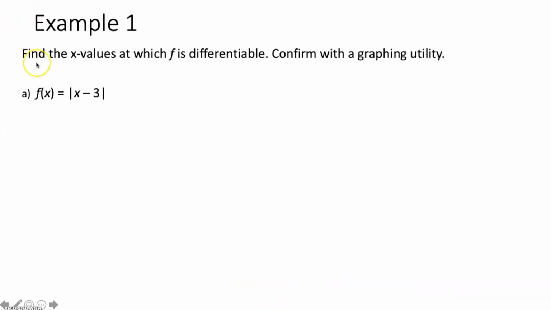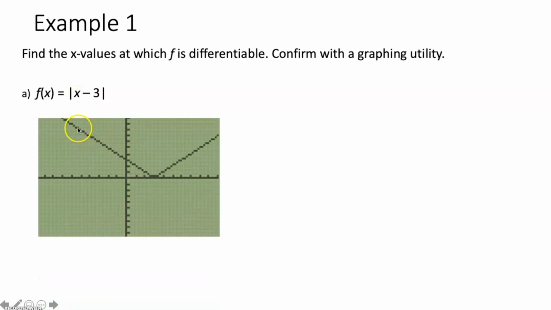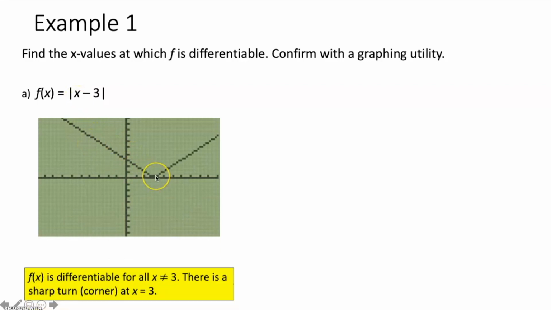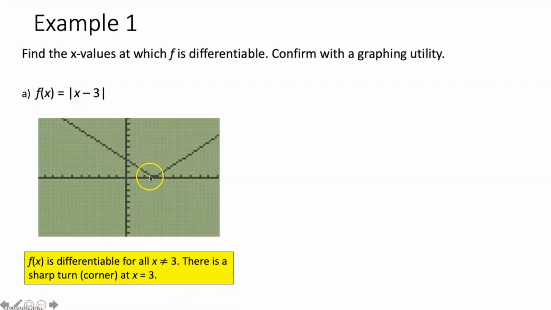Now, example 1 says find the x values at which f is differentiable. Confirm with a graphing utility. So here we have f of x is equal to the absolute value of x minus 3. So right away, you see those absolute value bars and you're like, okay, this is probably going to have a corner. So the question is, where is that corner? Well, remember, it's at whatever x value causes this to equal 0 in here. So what x value would that be? That would be at x is equal to 3. So we look at our graph and we see that at x is equal to 3, we have a sharp turn. We have a corner. Therefore, the function is not differentiable at x is equal to 3.